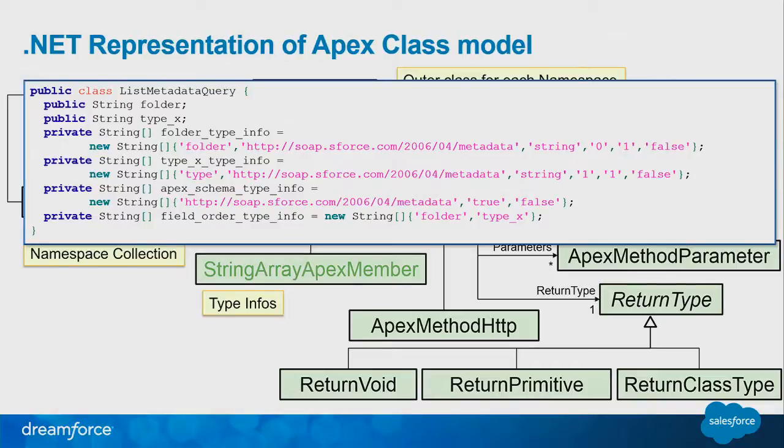Now I believe web service callout invoke doesn't actually care about that anymore, but we still generate it and it doesn't seem to mind. You could put null in there as well. And then the 0 is the minimum occurrence, 1 maximum occurrence, and false is whether it's nullable or not. And there's other occurrences of this, such as the field order type info, which tells you which order to generate those to in the XML document.